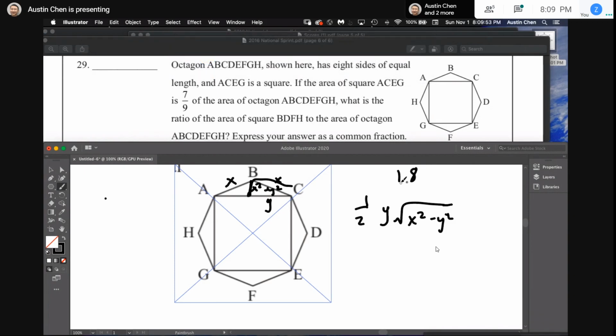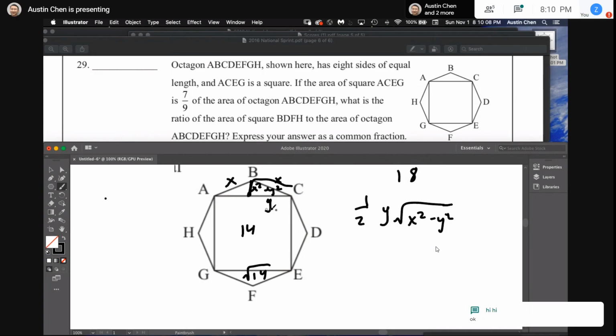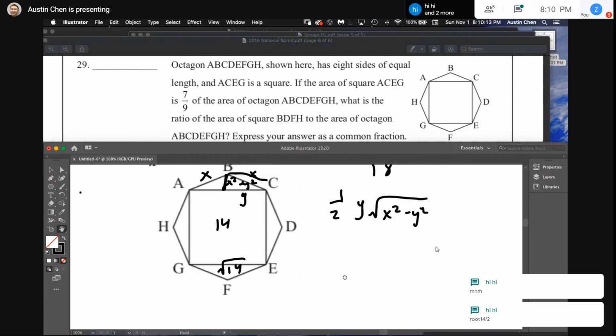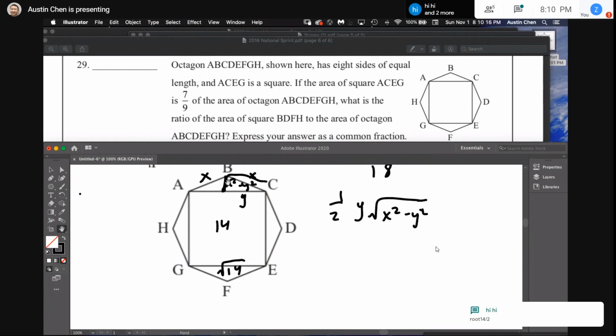Look, if the area of the octagon is 18, the area of the square is going to be what? 7/9 of that, so 14. So each of the square side lengths will be root 14, right? So we already have y. I put y as a variable, but I didn't need to. I'm still going to have the sides as x. So y is root 14 over 2, and y squared is 14 over 4.